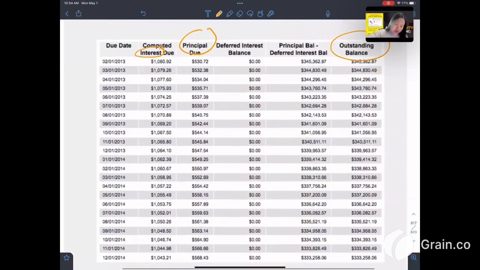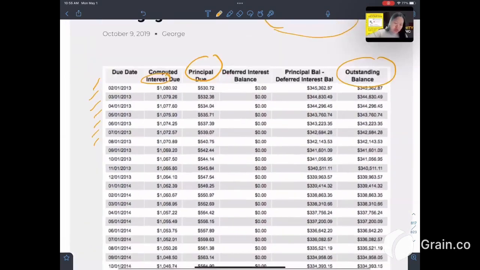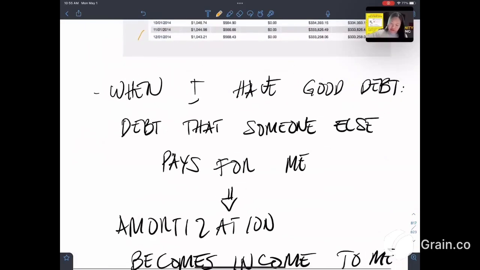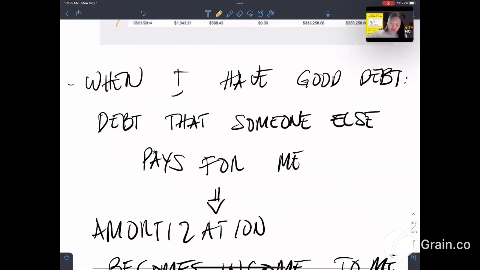If you see here, it starts from February 2013, March, April, May, June, July, August, all the way down to 2014 and so on. That's why it's called a schedule. Every month, the bank automatically takes out a payment called mortgage, which is a breakdown of your principal and interest. So that's what is called amortization. It's a scheduled payment of your debt.